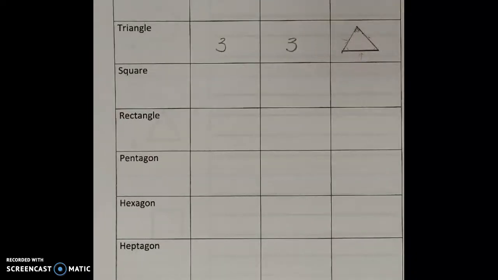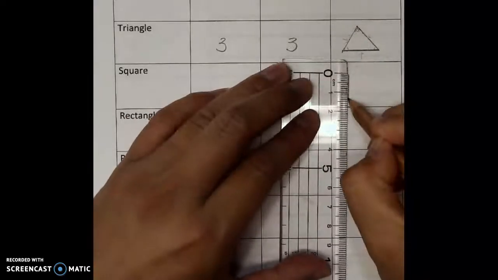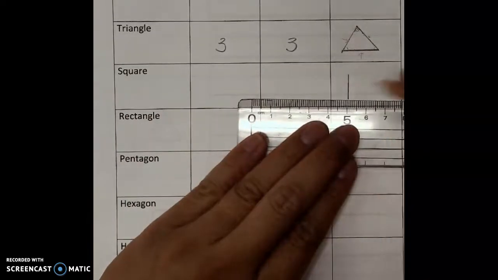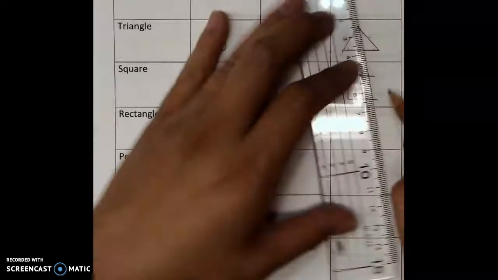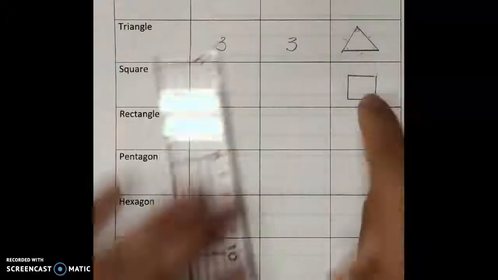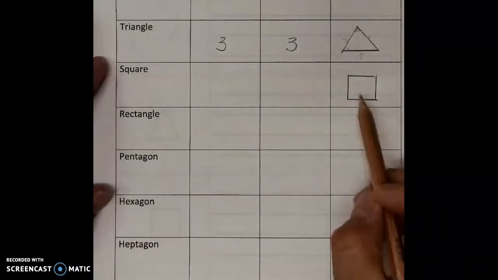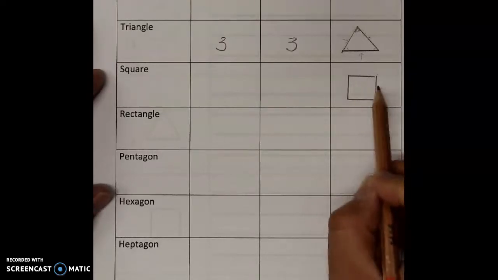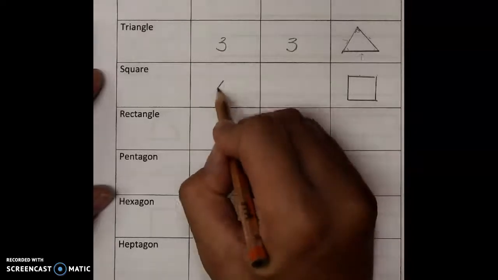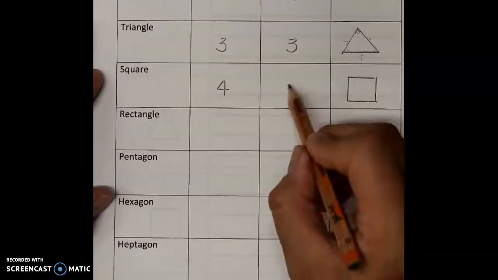Next one, square, is very familiar to us. While I'm drawing the pictures, you can draw them too. Okay. Square, how many sides does it have? 4. How many angles? There are 4.